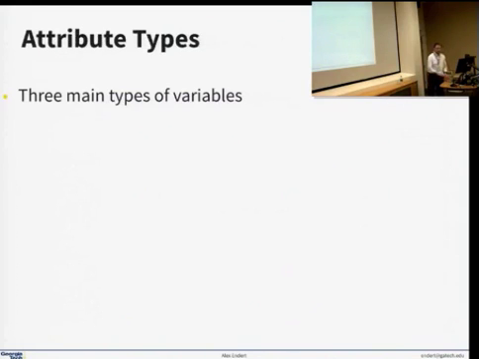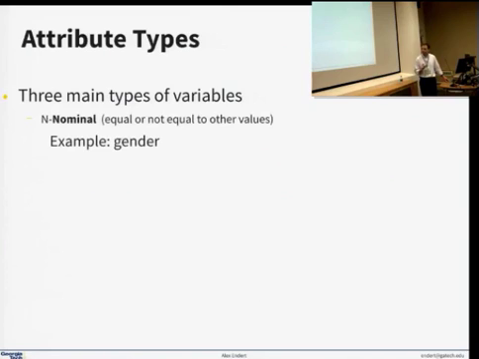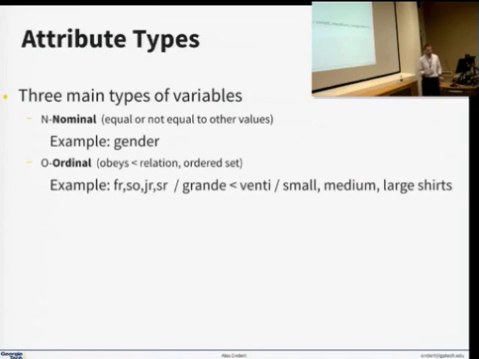Real quick, it's worth talking about types of attributes, because this is important when we start thinking about how we visualize them. We can have nominal attributes, where it's an equal or not equal relationship, gender being one example. We can have ordinal, where data obeys some sort of less than, greater than relationship. You can think of it like an ordered set to some extent.